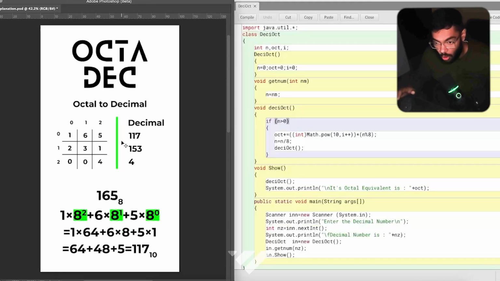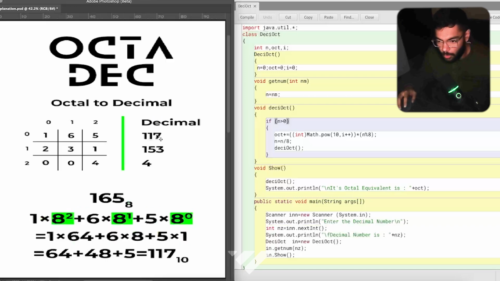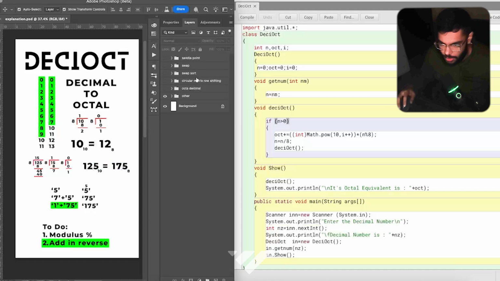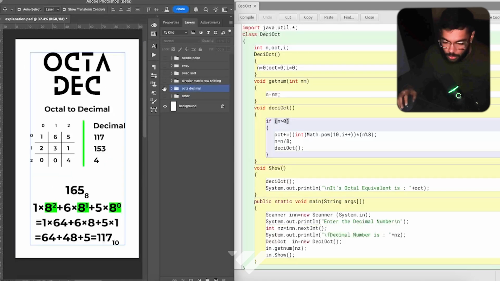Today's program is octal, which means we convert from octal to decimal. We have already done from decimal to octal using division. In octal to decimal, we will use multiplication.